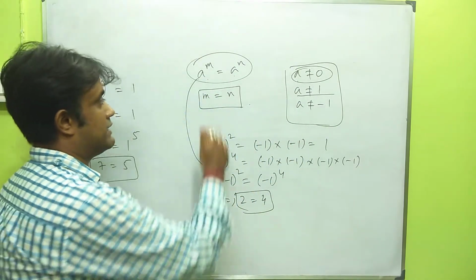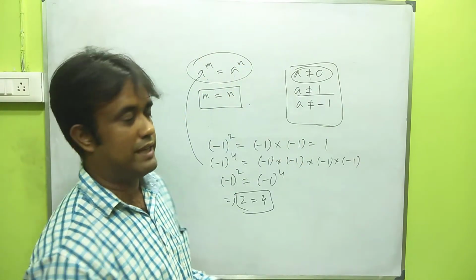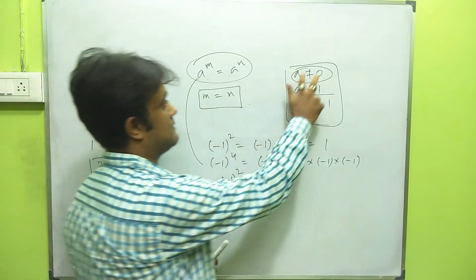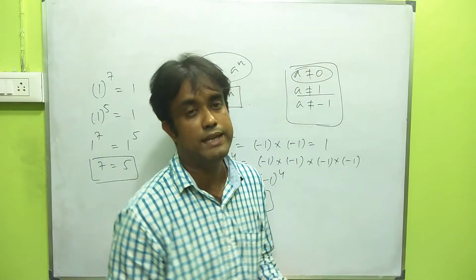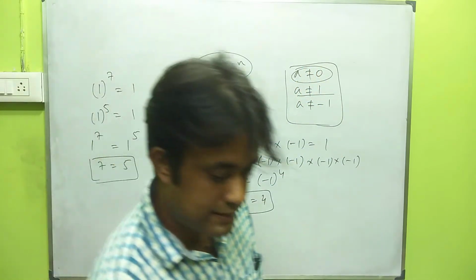So always remember that a to the power m is equal to a to the power n gives m is equal to n unless a is equal to 0, a is equal to 1 or a is equal to minus 1.